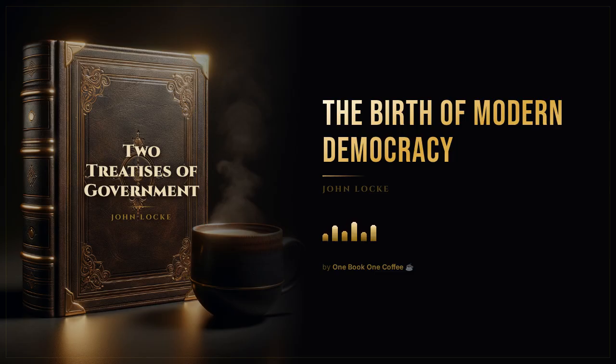Locke's argument for rebellion starts with a simple but profound observation. Government exists to protect our natural rights to life, liberty, and property. When government consistently fails to do this, or worse, when it actively violates these rights, it breaks the social contract. And here's the kicker: when that contract is broken, the people have not just the option but sometimes the obligation to dissolve that government and create a new one.